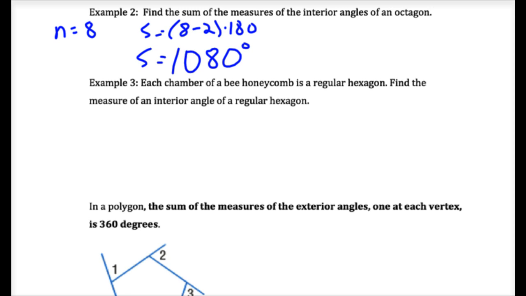Each chamber of a bee honeycomb is a regular hexagon. Key word there being regular. What does it mean about our hexagon? It's regular. More than that, what does it mean to be regular? All the sides and the angles are the same. Jack Muir, how many sides does a hexagon have? 6. Everybody try to draw a regular 6-sided figure. Not that easy. It kind of looks like a stop sign. Maybe not. I think a stop sign actually is an octagon. It goes like this.